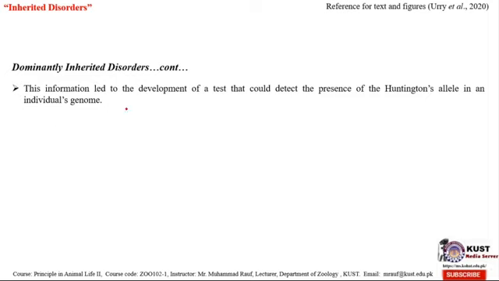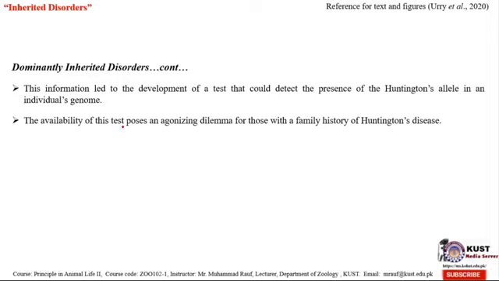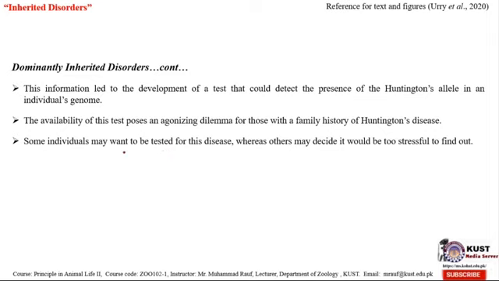This information led to the development of a test that could detect the presence of the Huntington allele in an individual's genome. The availability of this test poses an agonizing dilemma for those with a family history of Huntington disease. Some individuals may want to be tested for this disease, whereas others may decide it would be too stressful to find out. Yes, it is quite often the case.